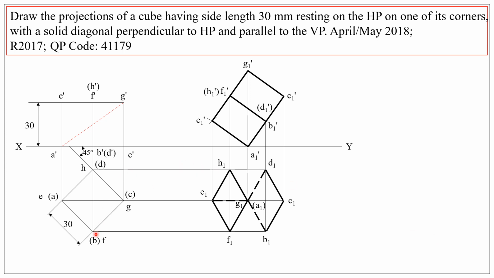The next one is BF. So B dash, F dash. So B1 is here, F1 is here. Join them, B1 to F1. The next one is C dash, G dash. C1 is here, G1 is here. Both are visible points. Draw a line. The last one is H dash, D dash. So this HD. So D1 is here, H1 is here. So join them. And this is the final top view. This completes the problem. Thank you.